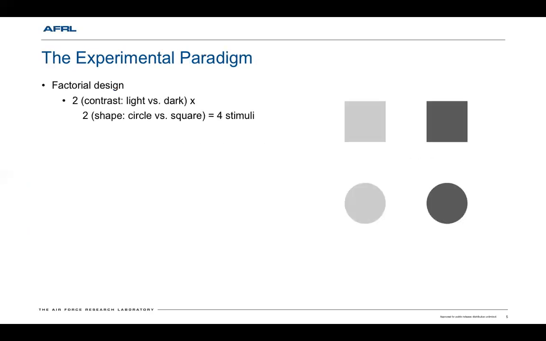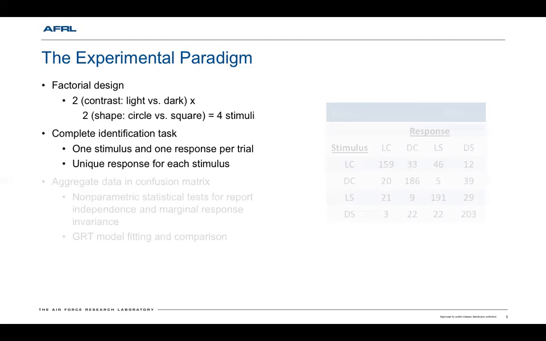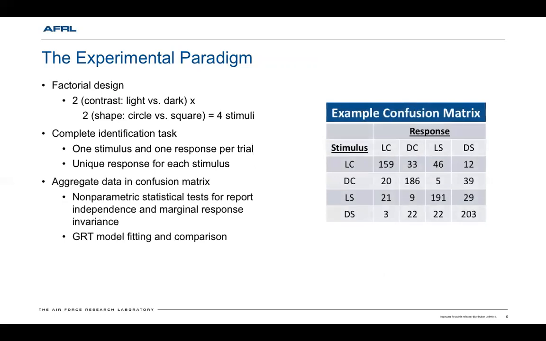The usual paradigm for a GRT experiment is a factorial design. For example, let's consider contrast and shape as our dimensions of interest. For a 2x2 design, there are 4 possible stimuli shown at the right. The task is a complete identification task. One stimulus is presented on each trial, and there's one response for each possible stimulus. After the experiment, the behavioral data are aggregated in a confusion matrix so that conditional probabilities can be estimated. These probabilities enable statistical inference as well as model fitting and comparison.